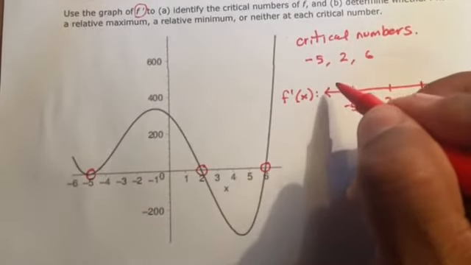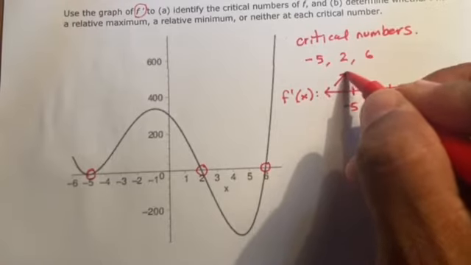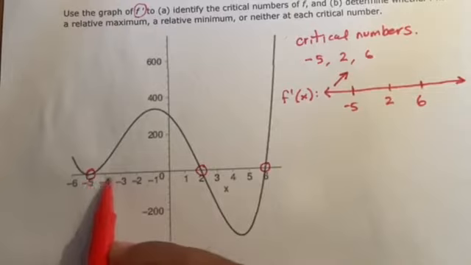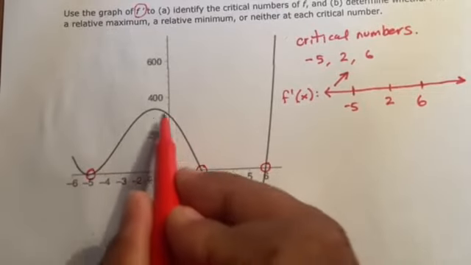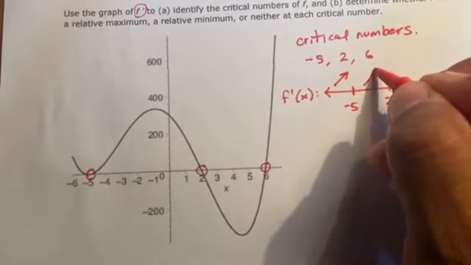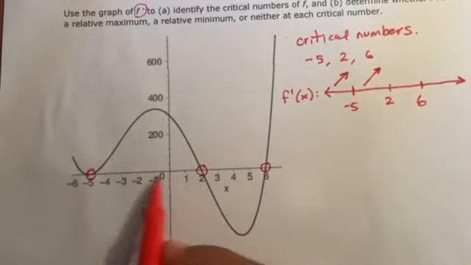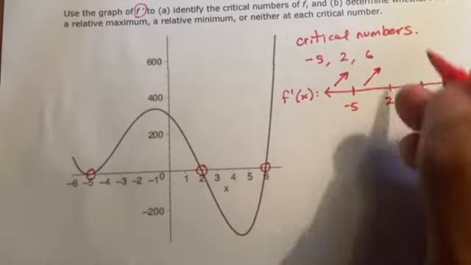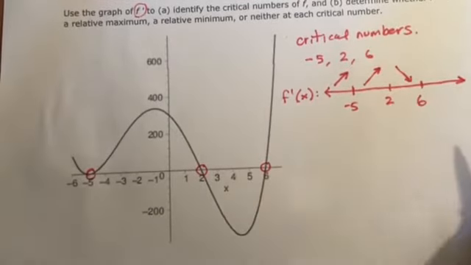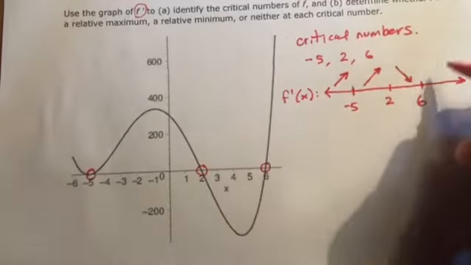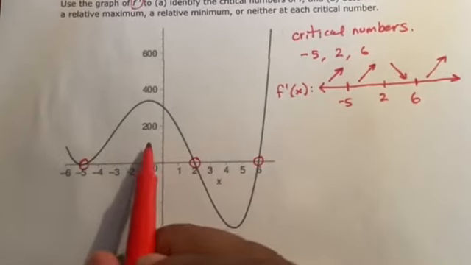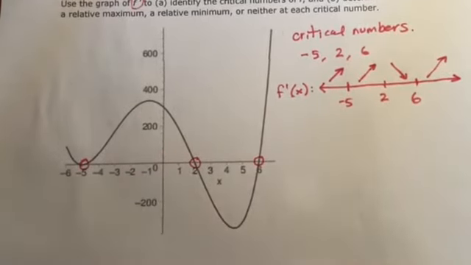So I know the original function is increasing on that interval because the derivative is positive. On this interval between -5 and 2, it's also above the x-axis. So the derivative values are positive for all the x values on that interval. The derivative values are negative in between 2 and 6, so it'd be decreasing there, and positive after x equals 6, right? So I'm doing the same thing I did in the last problem. I'm just doing it with the graph of the derivative instead of plugging numbers into the derivative.